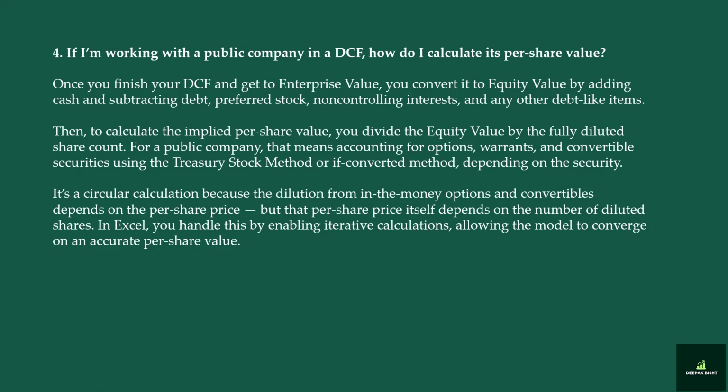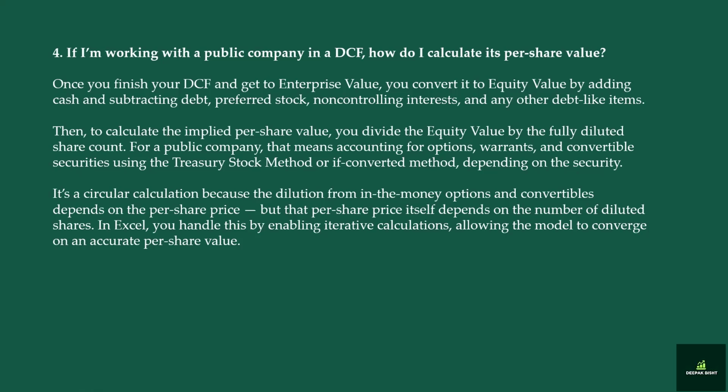For stock options and warrants, you use the treasury stock method and assume that the in-the-money options are exercised. The company receives cash from the exercise and then repurchases those shares at an implied price. For convertible bonds and preferred stocks, you use the if-converted method, which assumes conversion only if it's economically beneficial. Economically beneficial means in the money versus out of the money. We have discussed that, so just watch those videos on in the money and out of the money.